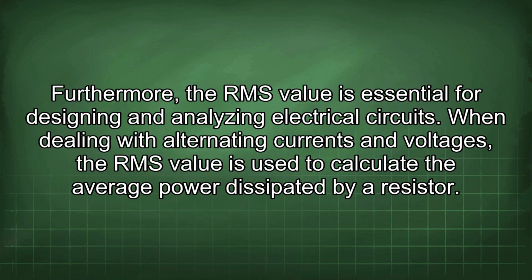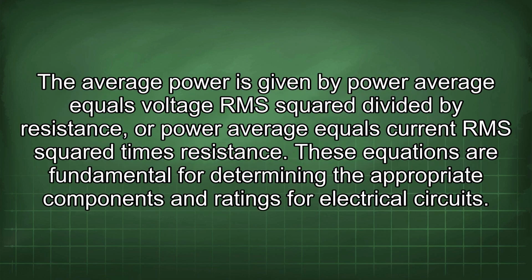Furthermore, the RMS value is essential for designing and analyzing electrical circuits. When dealing with alternating currents and voltages, the RMS value is used to calculate the average power dissipated by a resistor. The average power is given by power average equals voltage RMS squared divided by resistance, or power average equals current RMS squared times resistance. These equations are fundamental for determining the appropriate components and ratings for electrical circuits.